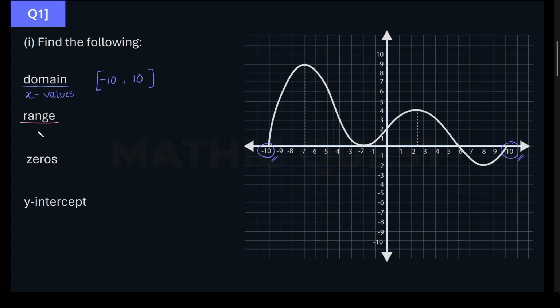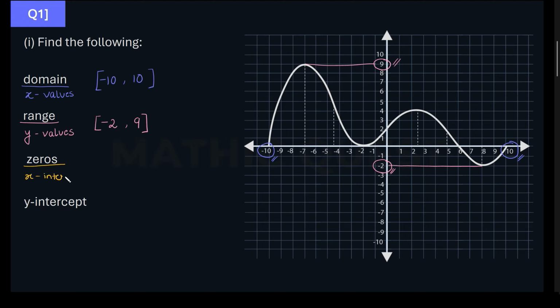Next is range. Range is all the y values that the graph covers. Here, the minimum value that our graph achieves is -2, and the maximum value reached is 9. That means the range is all these y values, including the endpoints. So that's square brackets from -2 to 9.